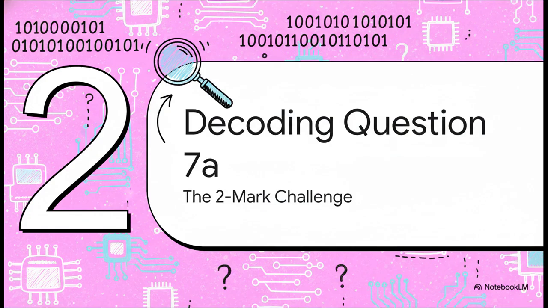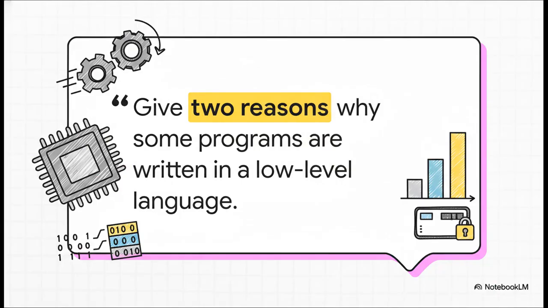It's time to decode the actual exam question we're looking at today. This is question 7A, a classic 2-mark challenge. And here it is, word for word from the paper. Give 2 reasons why some programs are written in a low-level language. It's a pretty straightforward question, right? It's just asking, why would a programmer ever choose the harder but more powerful option?